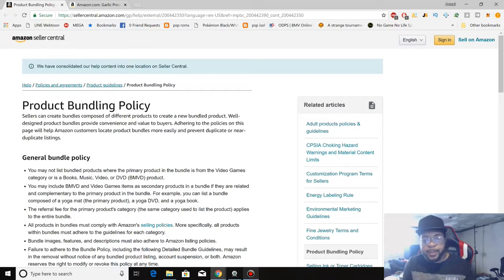Now what I have pulled up here is Amazon's bundling policy. The thing is, you won't hear too many people talking about Amazon's bundling policy. There are very few people who discuss it, but Amazon does have a policy when it comes to creating a bundle and packaging products together. All right, so I want to go over that real quick, and then I'm also going to give you guys some examples of ideas on how to bundle a product.